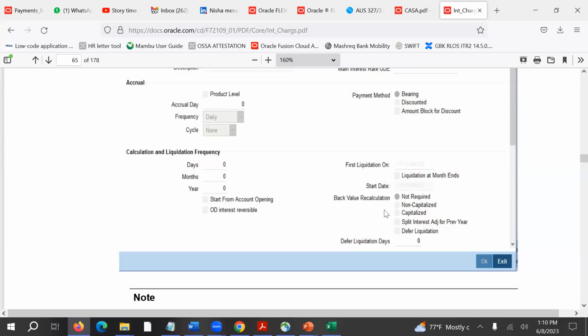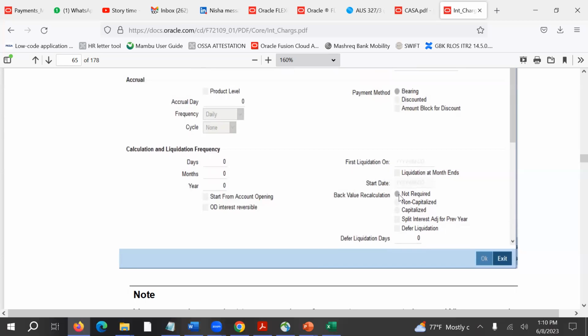If I say not record, then the system is not going to fire that adjustment. If I say record, then it will calculate and adjust in the current month. That's what we call capitalized or non-capitalized. So either you post it as a separate entry in the June month liquidation, or as a consolidated amount.